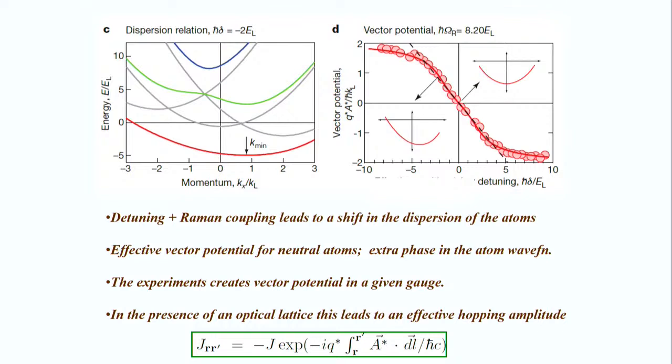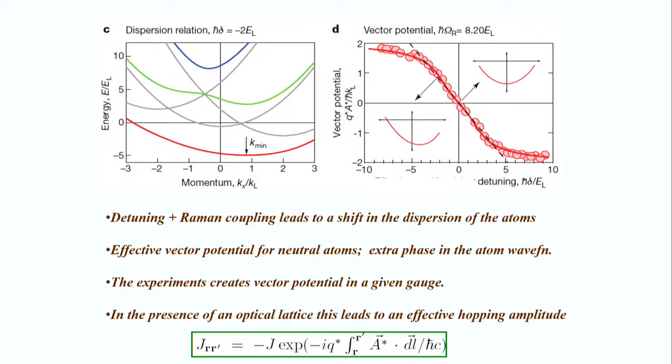These experiments are unique in a way that they don't just create a gauge field, they actually create a vector potential in a given gauge. So in some sense, this is not gauge freedom anymore. You have created a vector potential in a laboratory, and you can measure stuff which depends only on the potential and not so much on the field only.